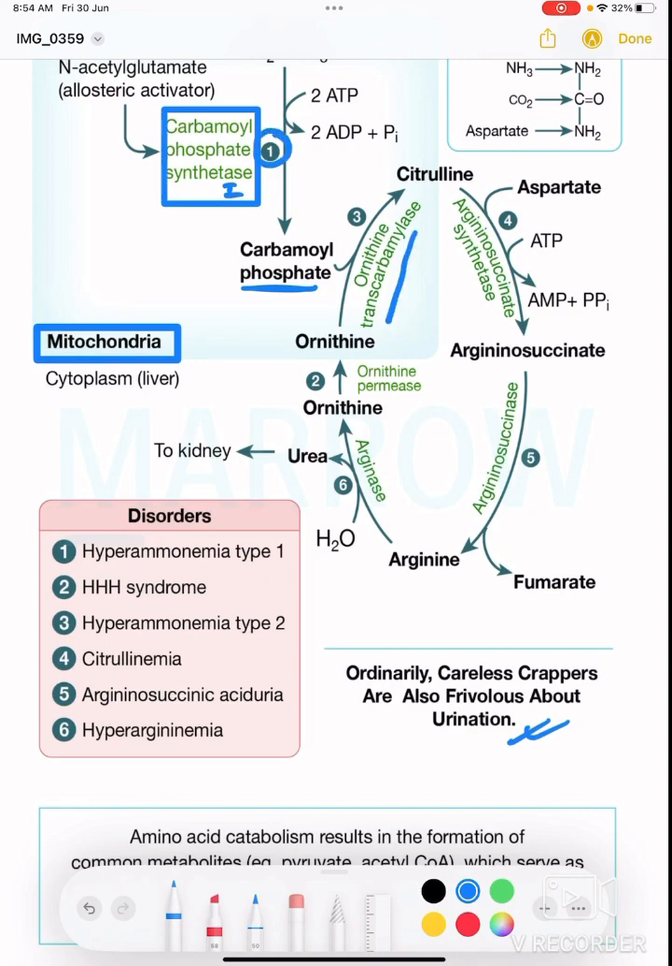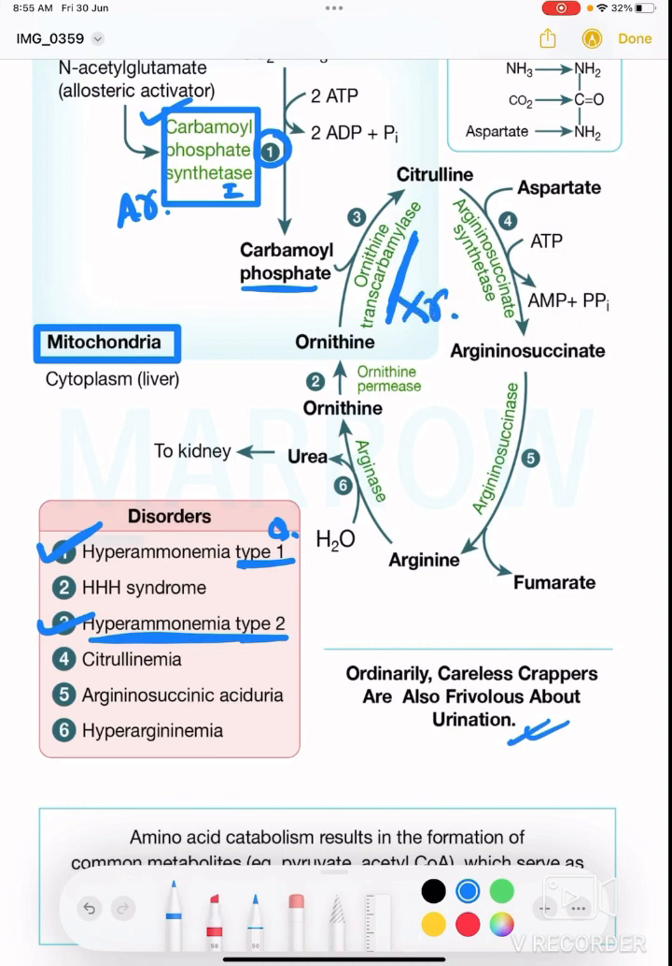If enzyme 1, that is CPS1, is deficient, then it will lead to hyperammonemia type 1, very important. And if ornithine transcarbamylase, another mitochondrial enzyme, is deficient, then it will lead to hyperammonemia type 2. Hyperammonemia type 1 means carbamyl phosphate synthetase deficiency. It is an autosomal recessive disorder, whereas ornithine transcarbamylase deficiency is an X-linked recessive disorder. Extremely important. Now coming to ornithine permease. It is an enzyme which transports ornithine from the cytoplasm back into the mitochondria, and if it is deficient, it will lead to HHH syndrome.